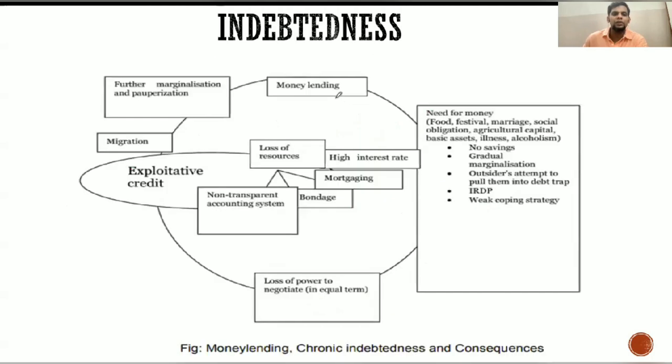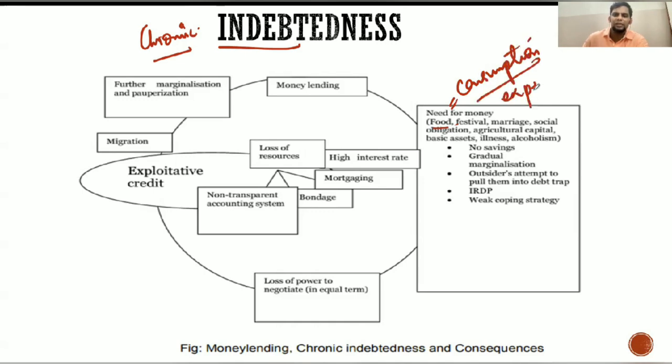See, for instance, if I want to talk about, let us say, the issue of chronic indebtedness. They constantly find themselves in debt. Why do they have this debt? A lot of it is because of lack of self-awareness. They need money for many things. A lot of times it is just for consumption-related expenses: roti, kapda, makan, consumption expenses. Food, festival, marriage, social obligation, agricultural capital, many of these kinds of things.